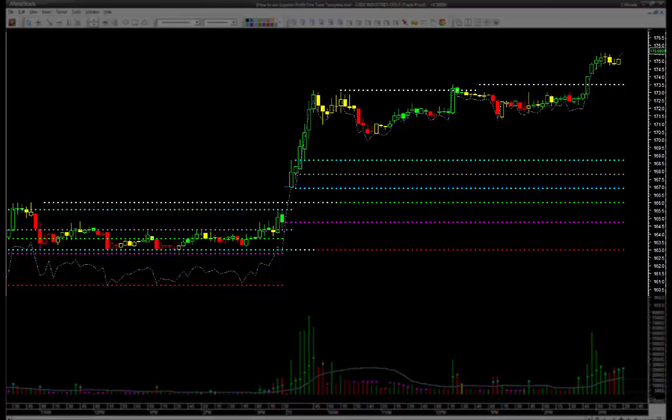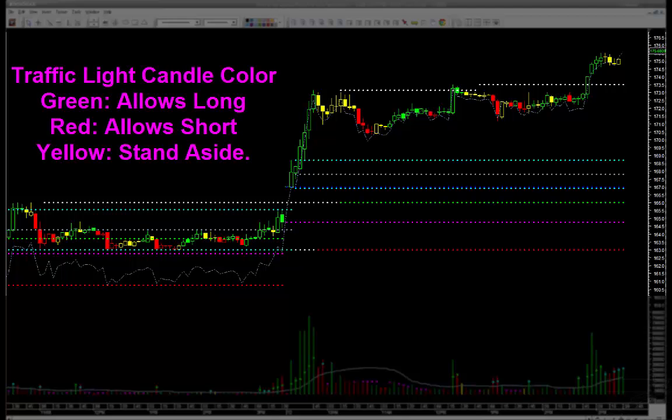There are multiple signals in this panel. All of them are calculated based on real-time data. First, we look at the candle color. Candles are colored using traffic light. Just like traffic light on a road crossing, these colors tell us to proceed with a trade or to avoid taking a trade. Green allows only long. Red allows only short. Yellow is neutral. We would not enter trade on yellow traffic candle.